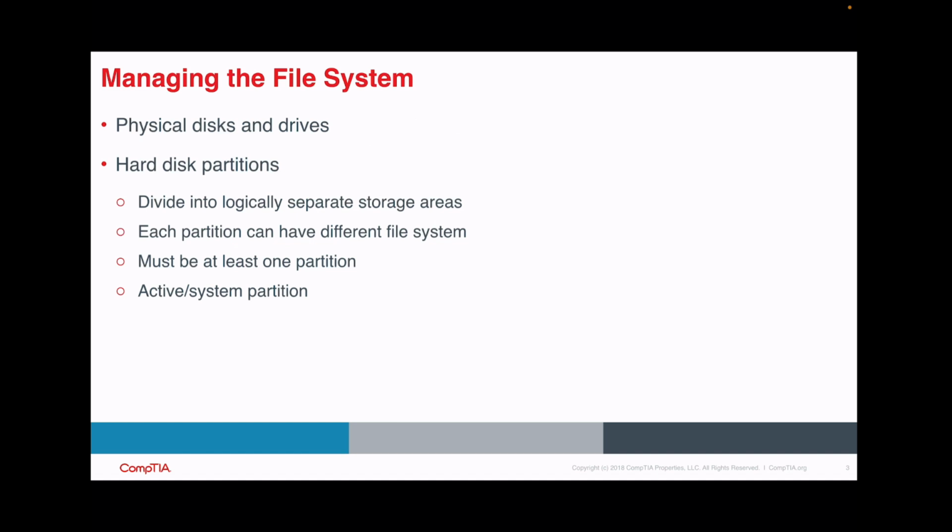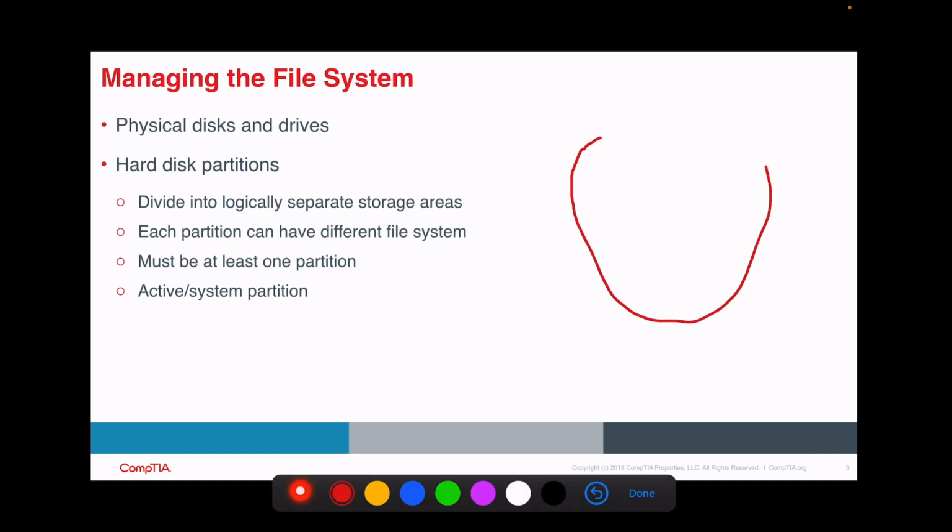Now, on top of that physical disk, we have what are called partitions. Okay, so with partitions, we're able to take our hard drive and section it off and say, okay, this is for our operating system. This is for our files, okay?